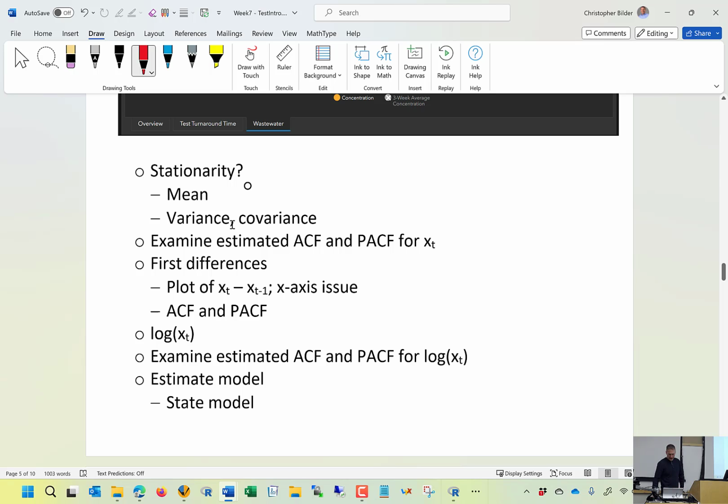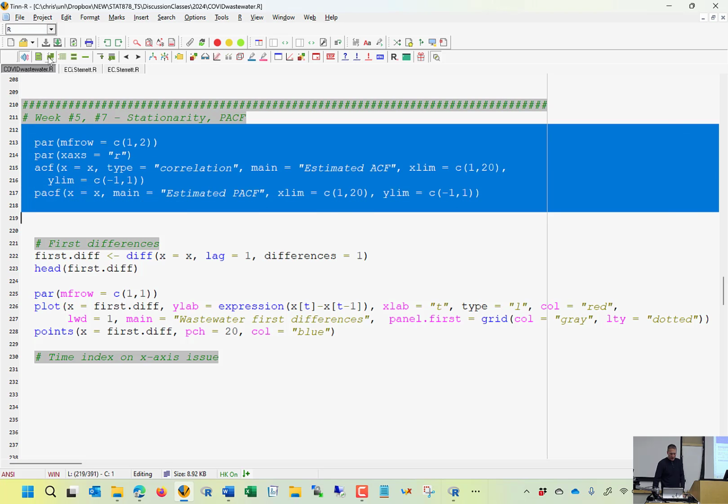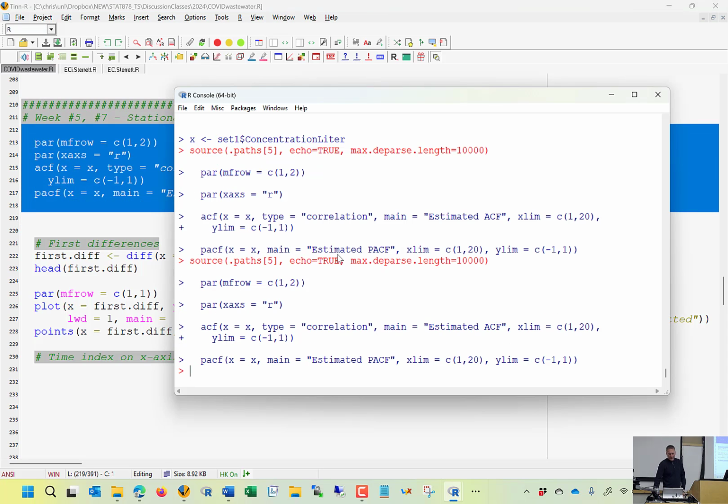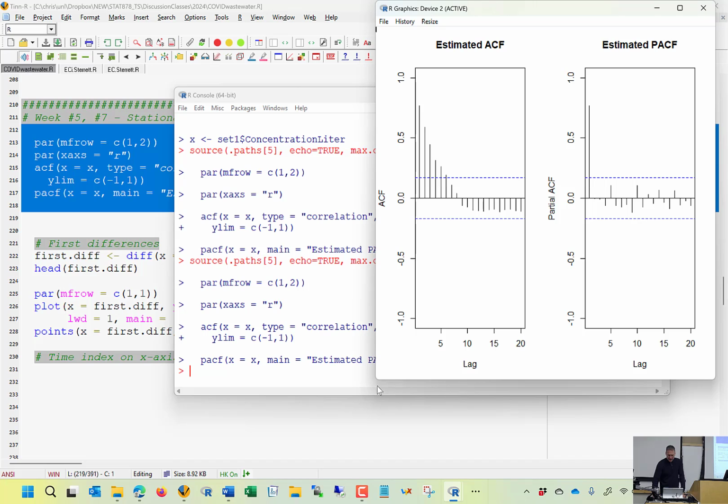Okay, let's see here. Some of this is actually from what we would have done in week 5, and I had hoped that we would have gotten to it in week 5, but we didn't. But let's take a look at the estimated ACF, which we've seen before, and the estimated PACF.